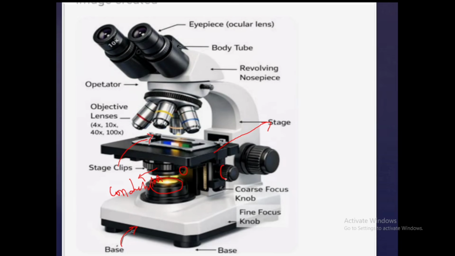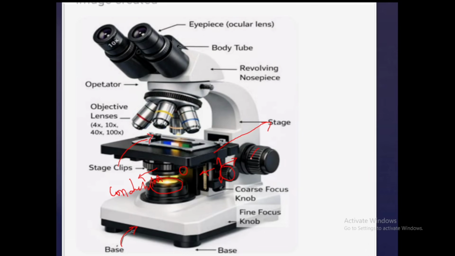Next, this is a knob, the stage adjustment knob. With this knob we can move the stage backward and forward, and also up and down, with the help of this stage adjustment knob. This knob helps to adjust the stage according to our convenience, to see the image conveniently.